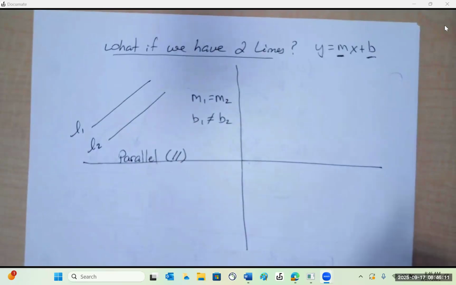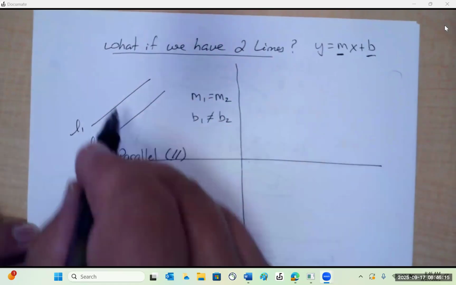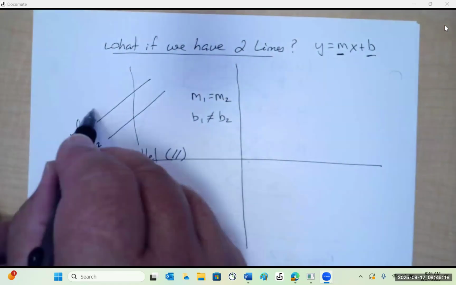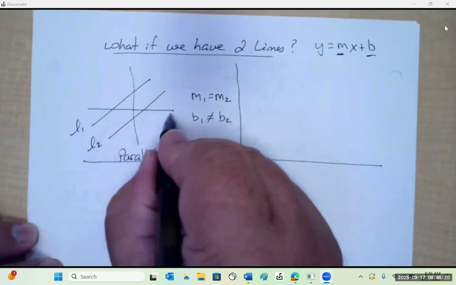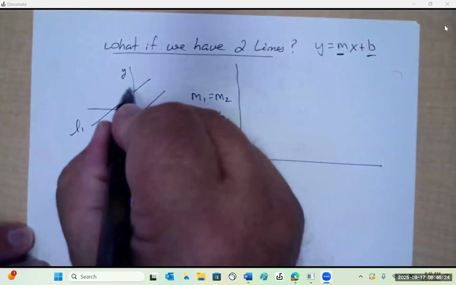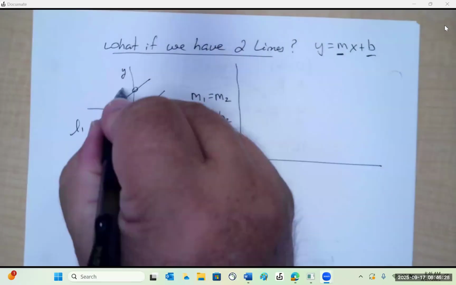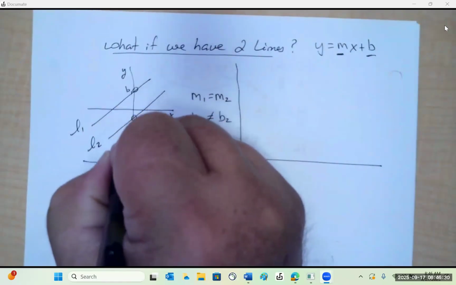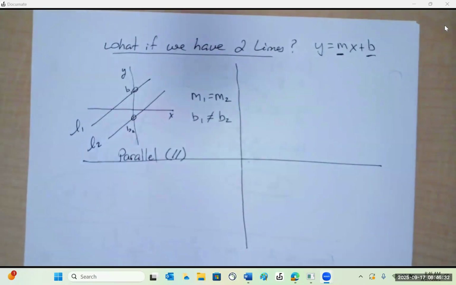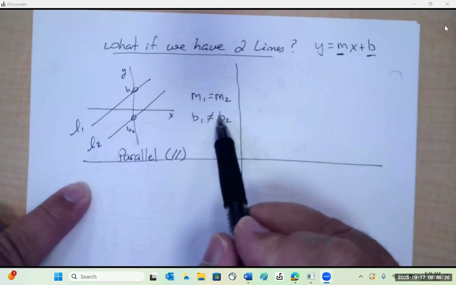So if two lines have the same slope, but their y-intercepts are different, think of it this way. Here's the xy on this one. This is your x-axis, this is your y-axis. They have to have different y-intercepts. This is B1 and this is B2. So we know parallel lines have to have the same slope but different y-intercepts.